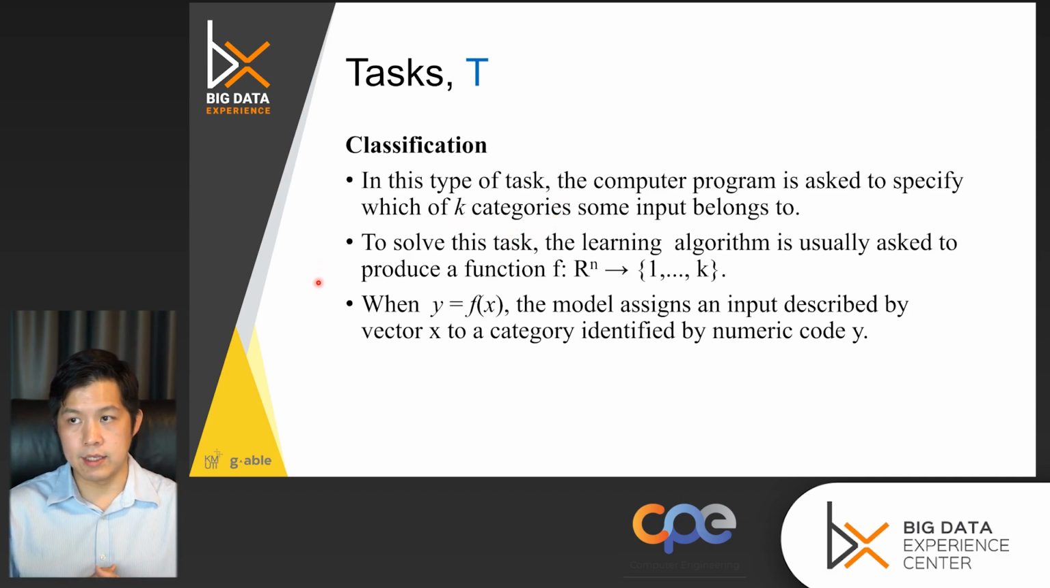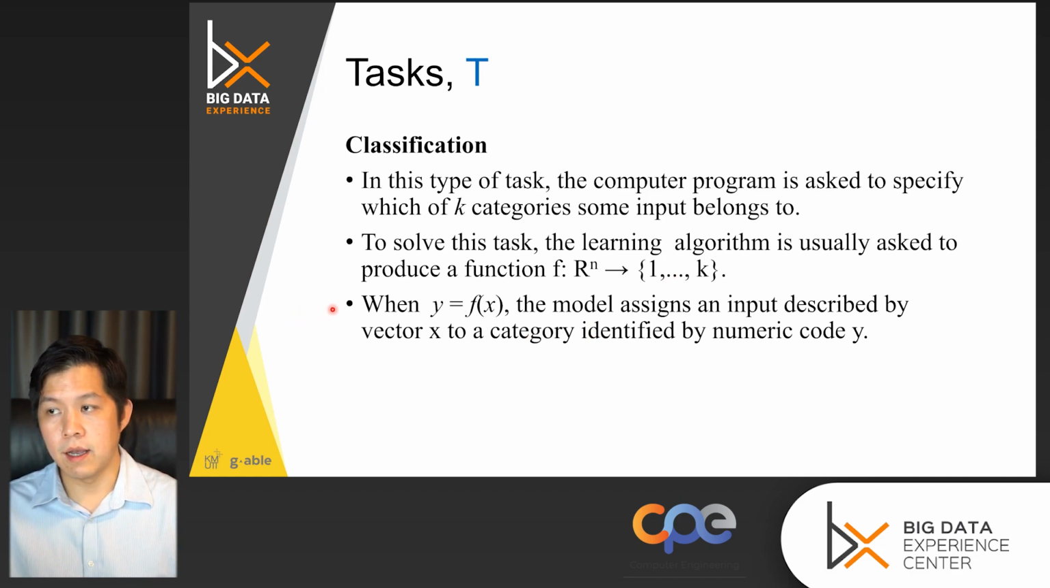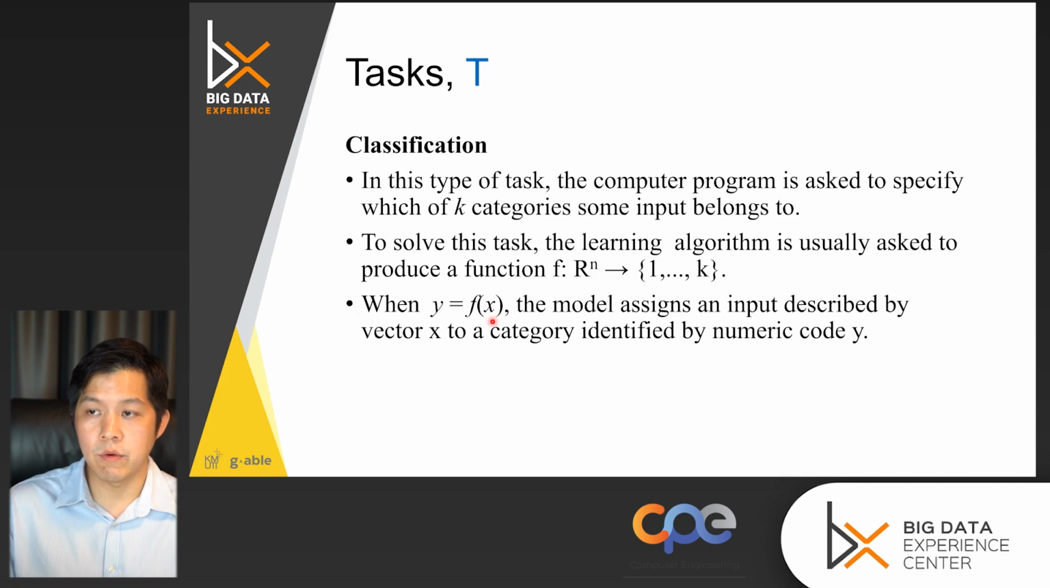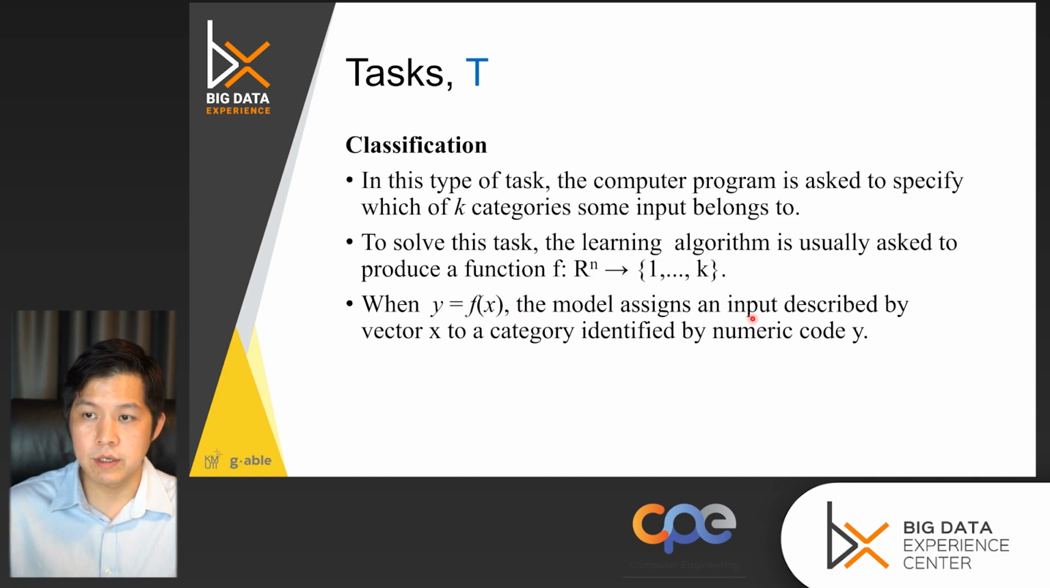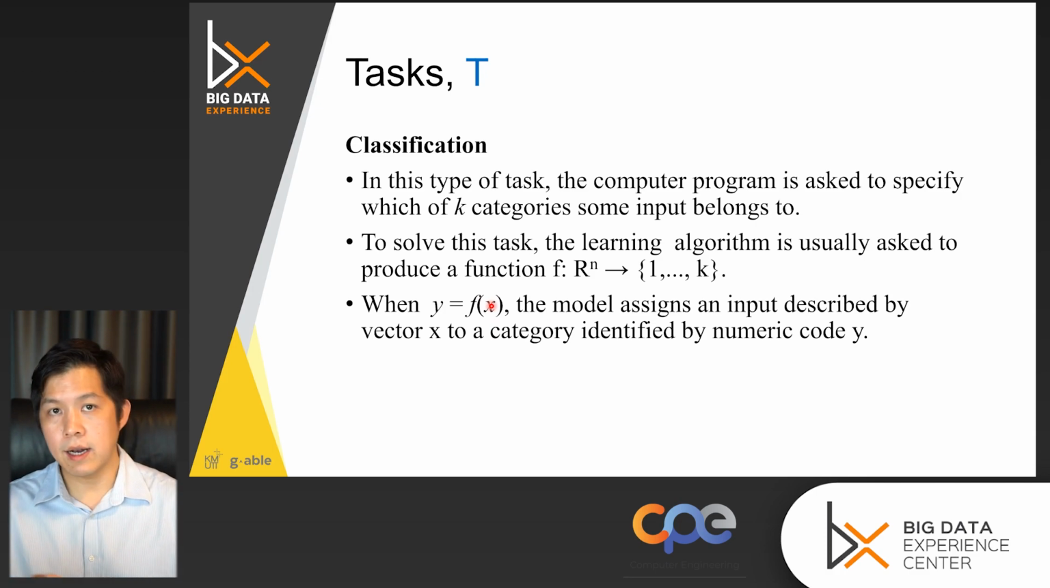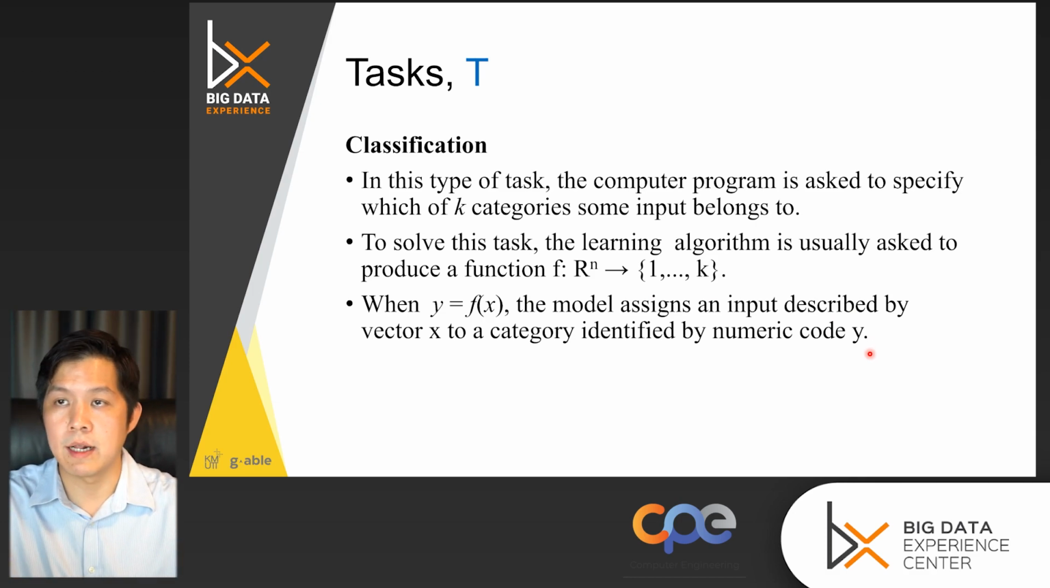So when solving this task, the learner needs to work like the following mathematical formula: it has to map from R^n, from a certain space with dimension n, to a choice of 1 to k, selecting one of these. And when we have something like y = f(x), we have the model f that assigns an input vector x and classifies it into one of the categories, maybe the numerical code y. This is the task for classification.